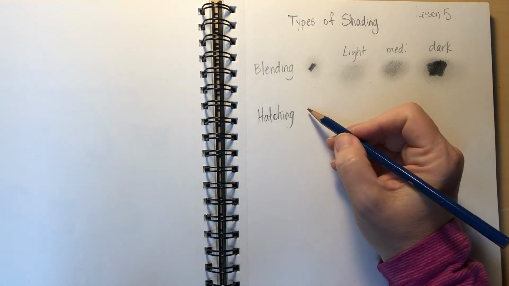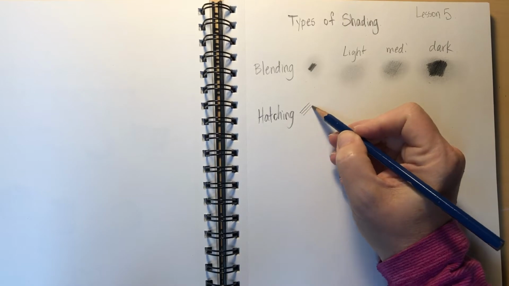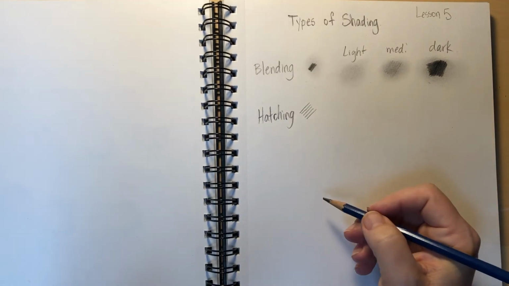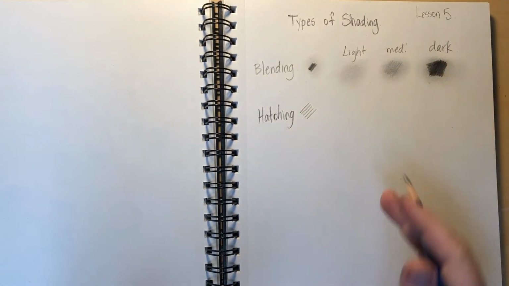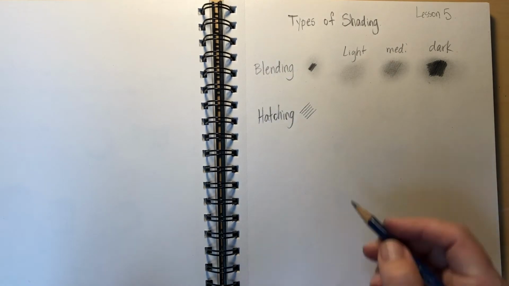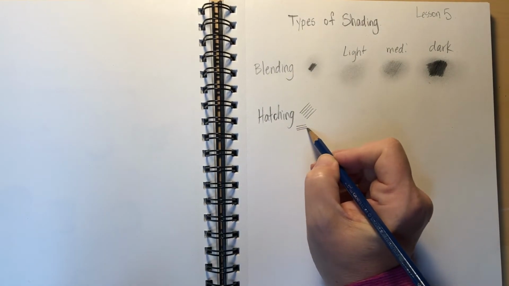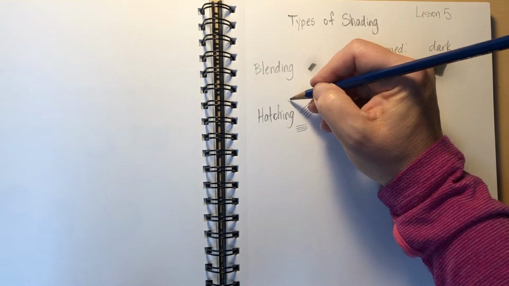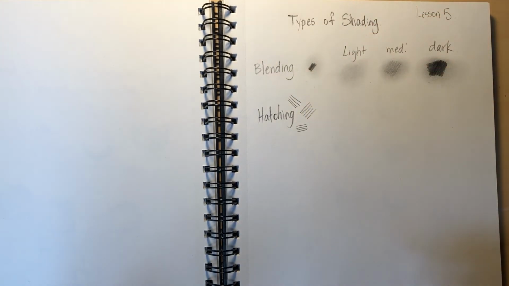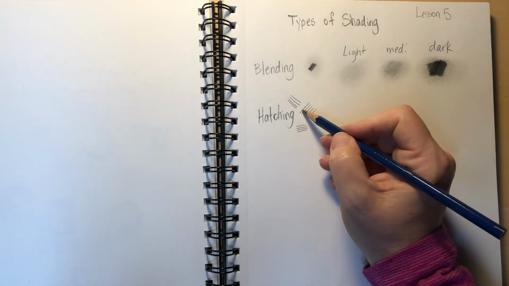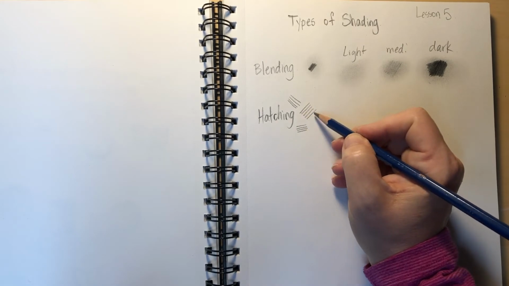Hatching is just made up of a series of lines that go the same direction. So they need to be going the same direction. It does not matter which direction they're going. So I could have hatching go this way. I could have hatching going this way. But whatever direction you decide on, you need to commit to it. And that's the way that you're going to continue going while you're hatching that area. So these are just hatch marks. That's what these marks here are called.